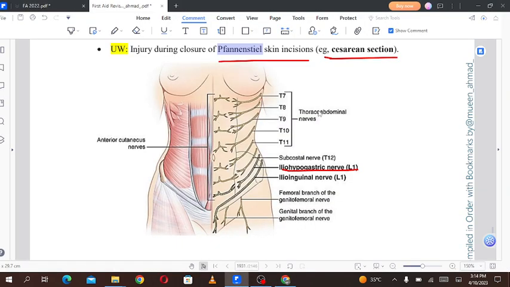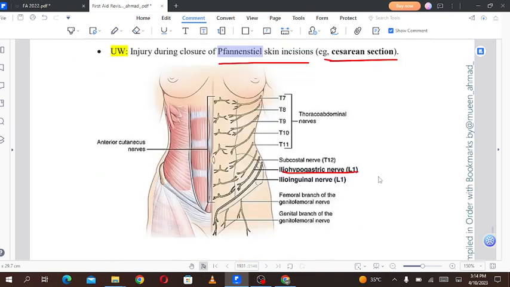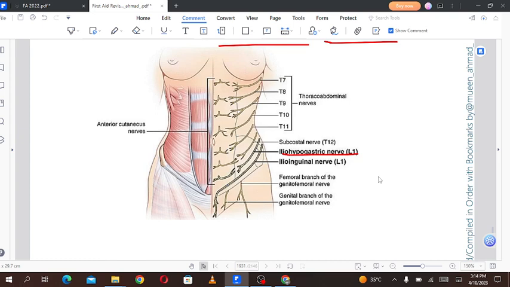So here we have the thoracoabdominal nerves T7, 8, 9, 10, 11, and the root value T12, L1 is for the iliohypogastric nerve. And what are we talking about right now? The iliohypogastric nerve, and that can be damaged in the pfannenstiel incision. Suppose for the C-section we gave an incision something like this, and that incision can lead to damage to the iliohypogastric nerve. Okay, moving forward.